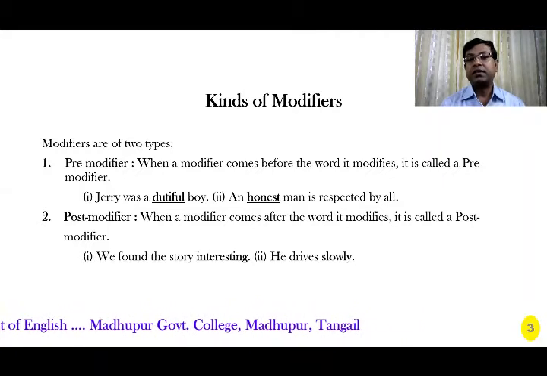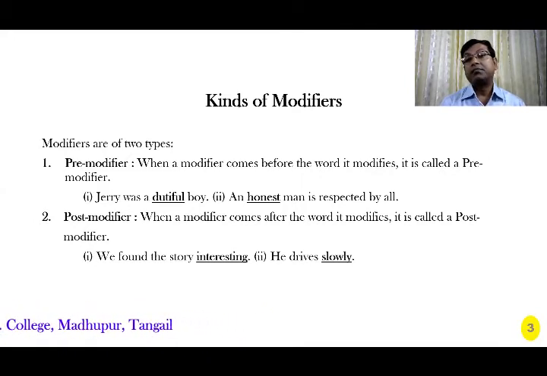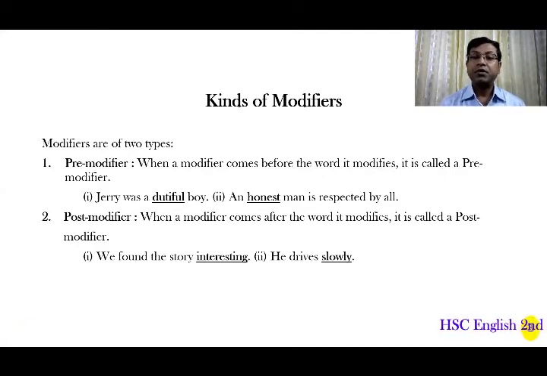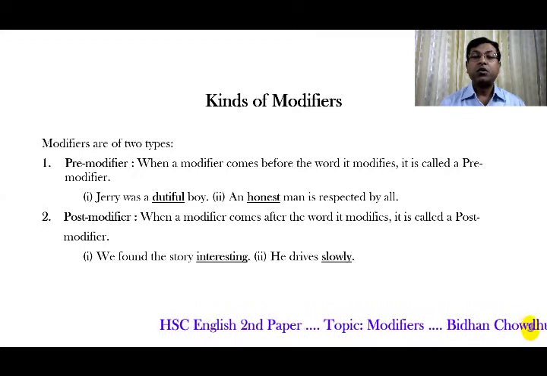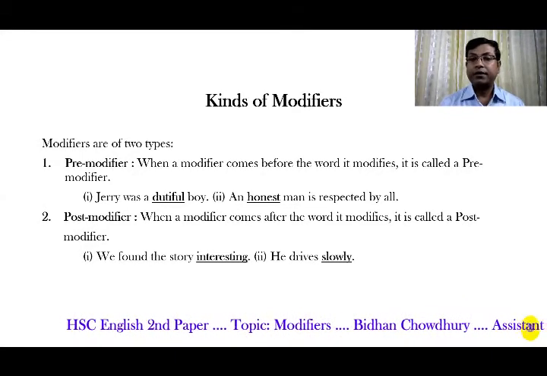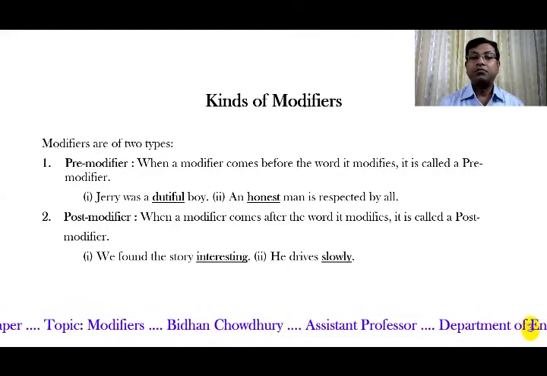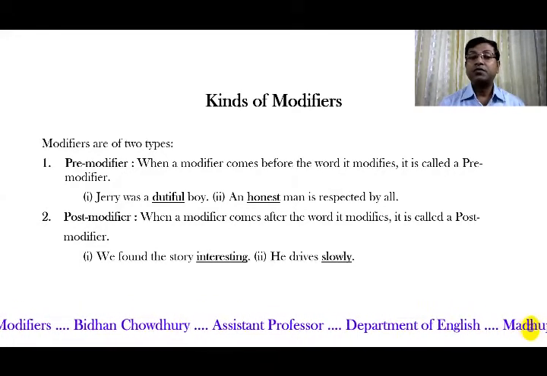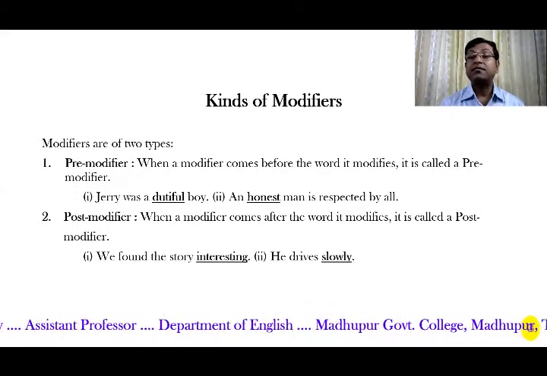Dear students, notice it. A modifier may appear before the word it modifies, and it may also appear after the word it modifies. If the modifier comes before the word it modifies, then we call it a pre-modifier. As you can see in these following two examples, Jerry was a dutiful boy. Here in this sentence, the word dutiful is describing the noun boy and is functioning like a modifier. And as it takes its position before the noun boy, the boy here is being pre-modified and the word dutiful is a pre-modifier.